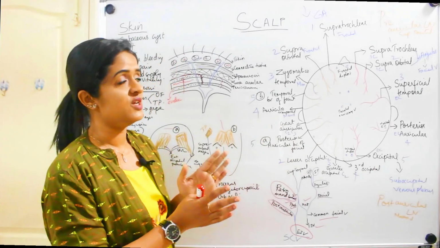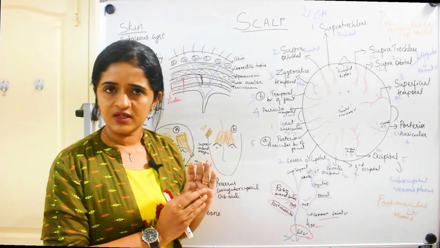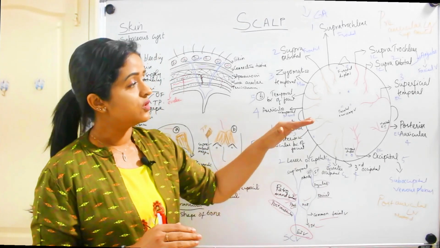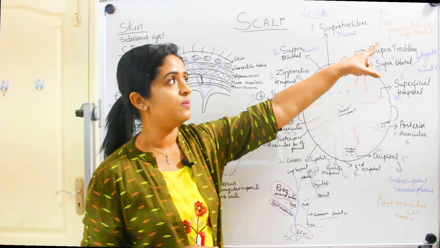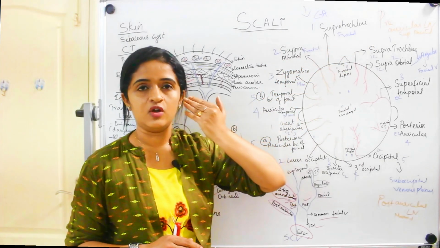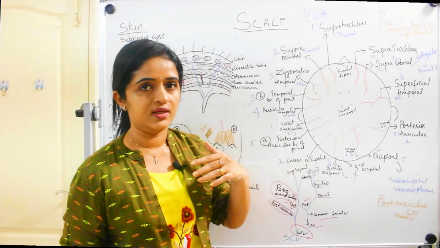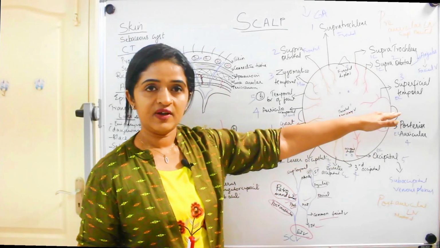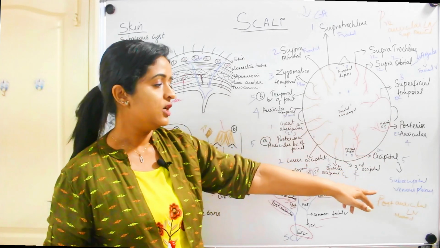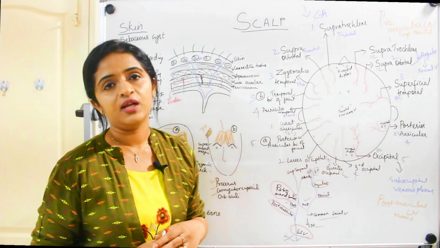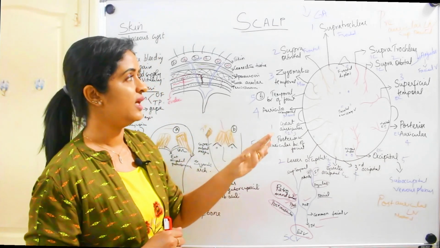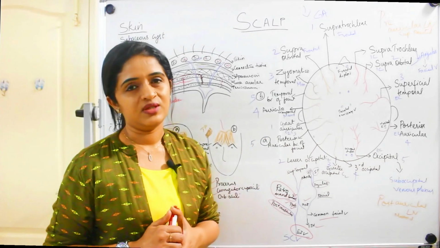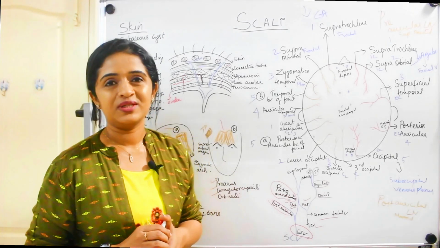Now just for completion's sake, we will mention the lymphatics of scalp as well. The lymphatics of scalp in front of the auricle usually go to the pre-auricular lymph nodes in front of the auricle, or the superficial parotid lymph nodes, and the lymphatics behind the auricle usually go to the post-auricular lymph nodes behind the auricle, or the mastoid lymph nodes. So that's about the arterial supply, venous drainage and the nerve supply of the scalp in a nutshell.